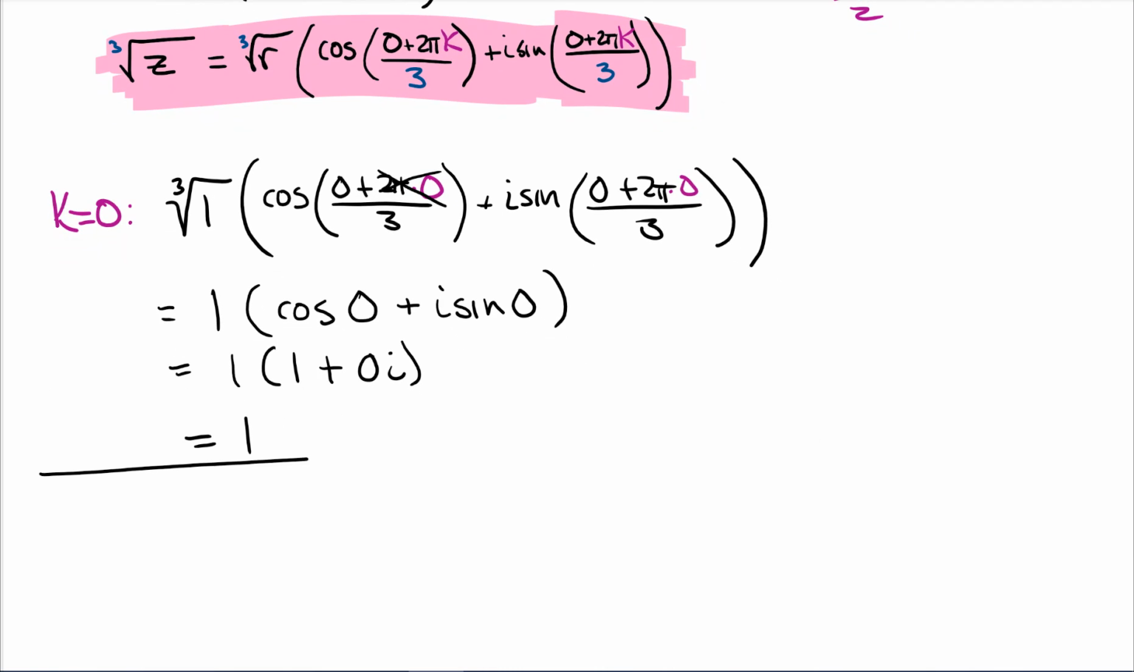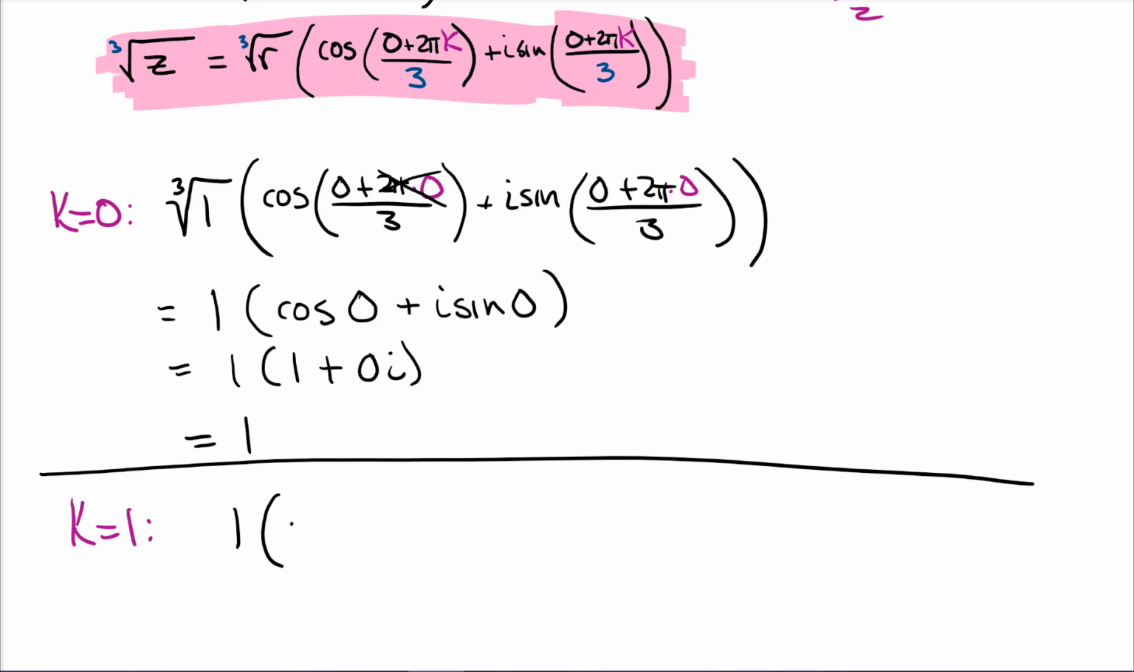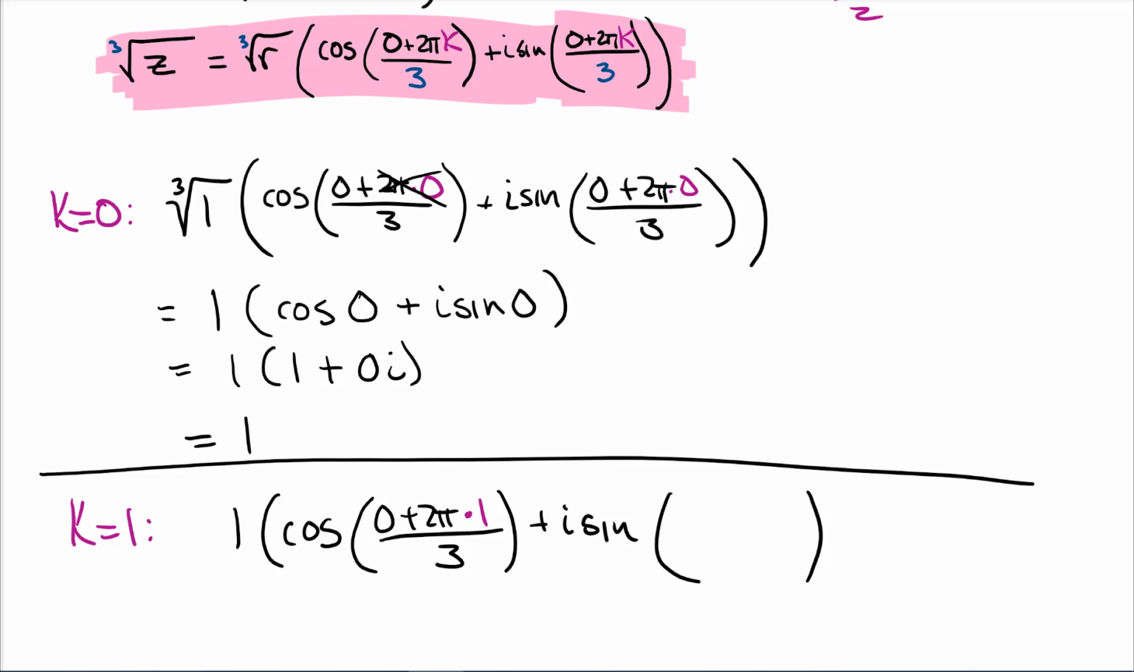There's our first. So now let's look at k is equal to 1. So we rewrite it. Now I'm not going to write the cube root of 1 anymore. Even the fact I'm writing 1 is silly. So we have cosine of 0 plus our 2 pi over 3, and then we punch in our number, times 1, plus i sine. Same thing. 0 plus our 2 pi times 1 over 3.